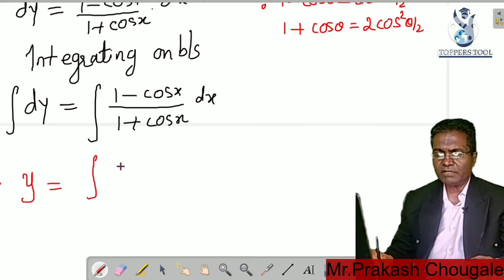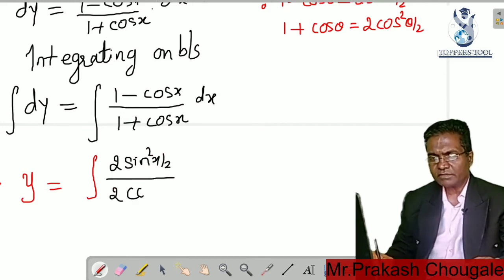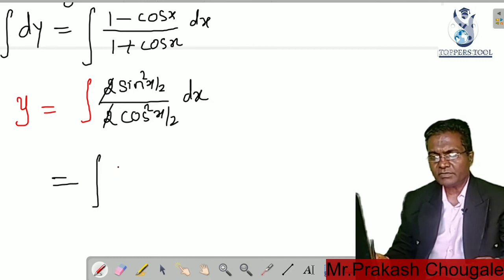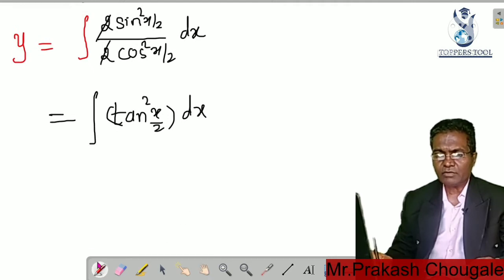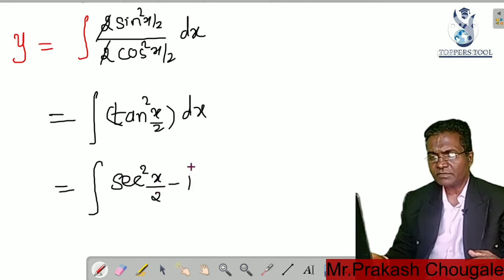This side I need to convert 1 minus cos x, I can write it as 2 sine square x by 2, as earlier I mentioned there, and this is 2 cos square x by 2. Okay, 2 cancels, sine square by cos square is tan square into dx. And how to integrate tan square? Tan square is not a derivative of any standard function, so you need to convert it to sec square x by 2 minus 1.